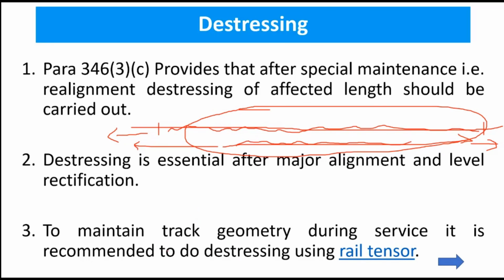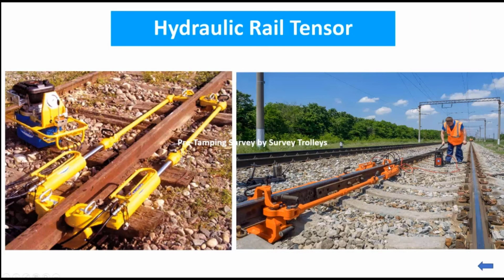Now we will see the tensor. By this tensor, all these rails are pulled and stretched so that small imperfections are reduced or removed, and accurate tension is applied. De-stressing is carried out at the predetermined stress-free temperature.